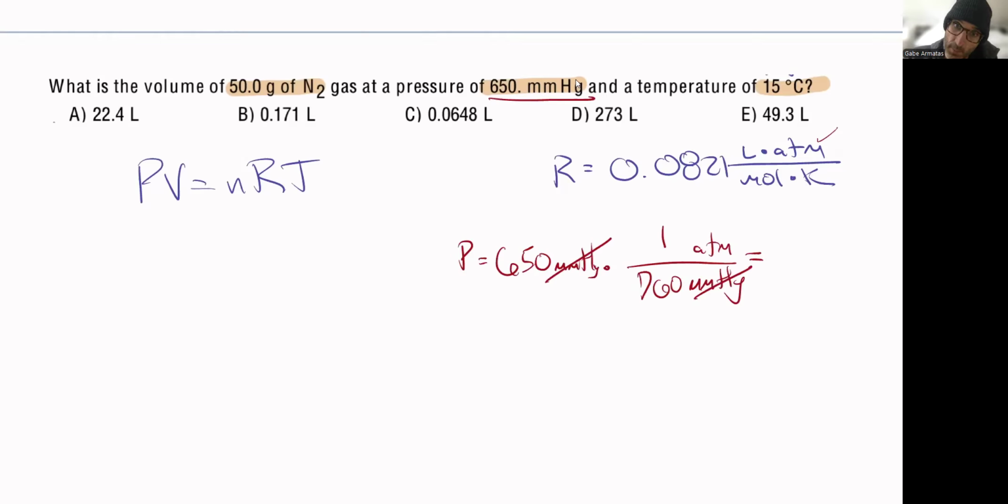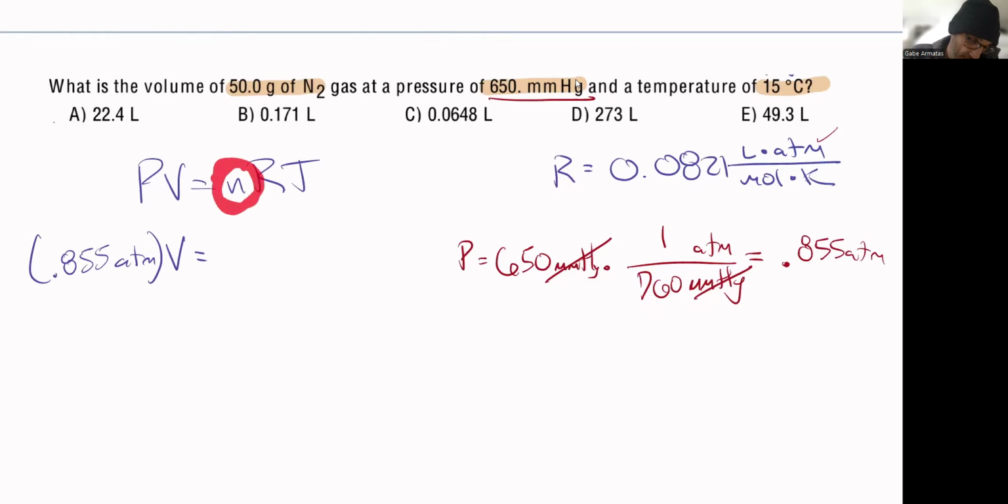Enter gives me 0.855. So 0.855 atmospheres. Great. So we have a pressure. My pressure is 0.855 atmospheres. Next up, volume. Volume is what we're looking for. So I'll leave that as just V. Next up, moles. Okay, so the quantity is moles.